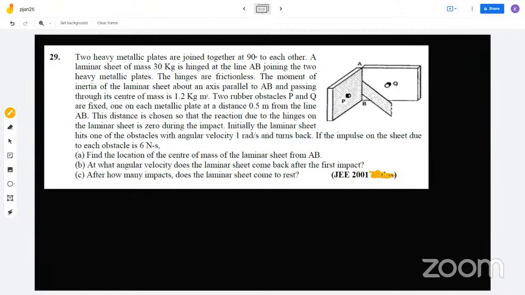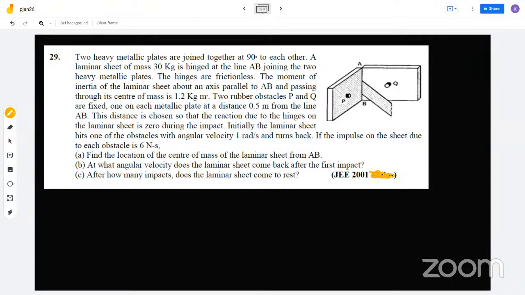The moment of inertia of the laminar sheet about an axis parallel to AB and passing through the center of mass is given as 1.2. Two obstacles are there. Like at home we have stoppers on the walls, so that the door doesn't bang on the wall. Like door stoppers.